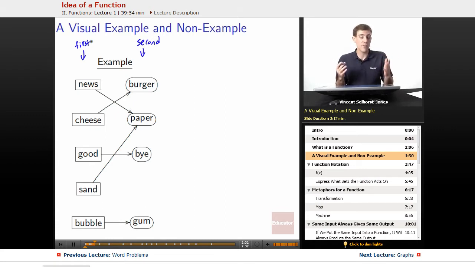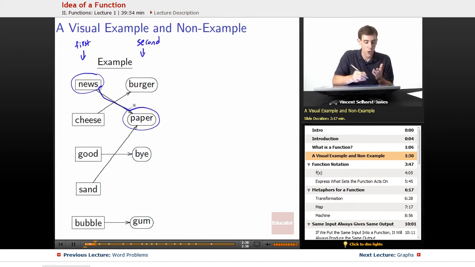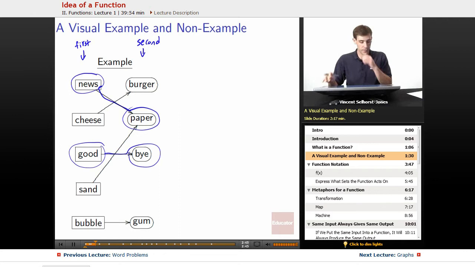We've got something where everything that we call out on the first side, we call out news, and in turn it responds by telling us paper. We call out good, and in return it says buy. That's how it's working here with this function.